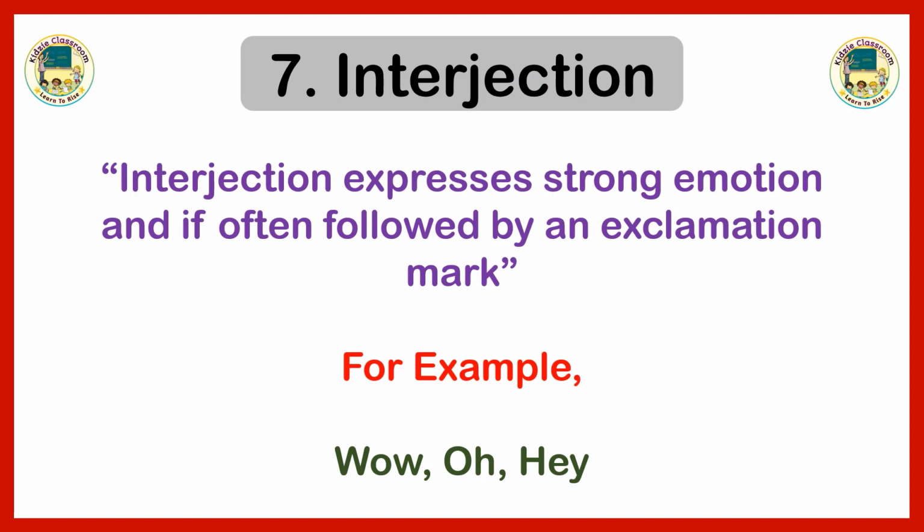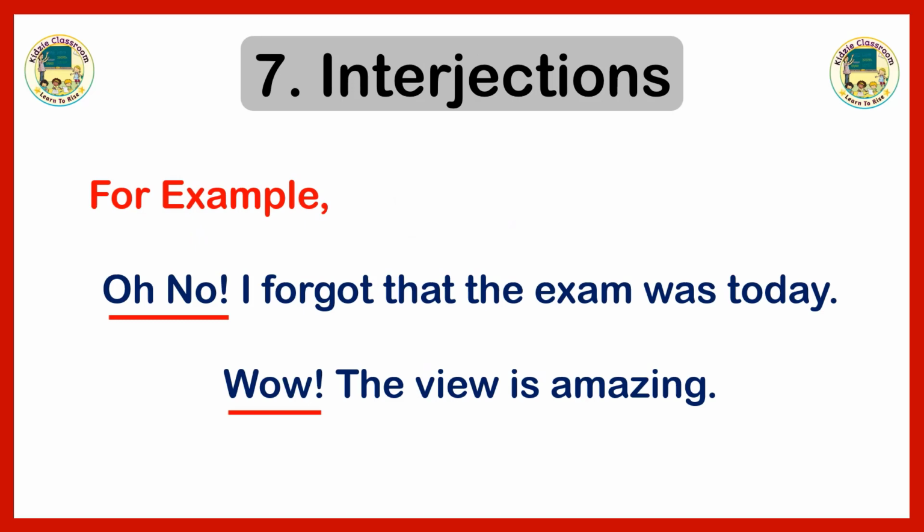Next is interjection. Interjection expresses strong emotions and is often followed by an exclamation mark. For example, wow, oh, hey. Now let's read the example of interjections. First example is, oh no, I forgot that the exam was today. In this example, the words, oh no, these words are also denoted with the exclamation marks, is interjection. Similarly, in second example, wow, the view is amazing. In this example, the word wow, which is also denoted with the exclamation marks, is called interjection.